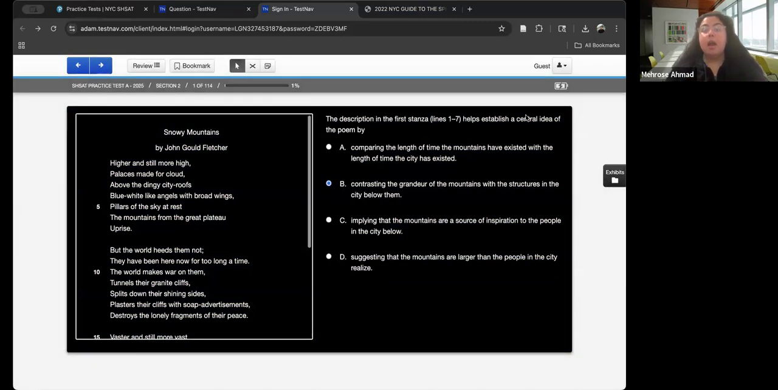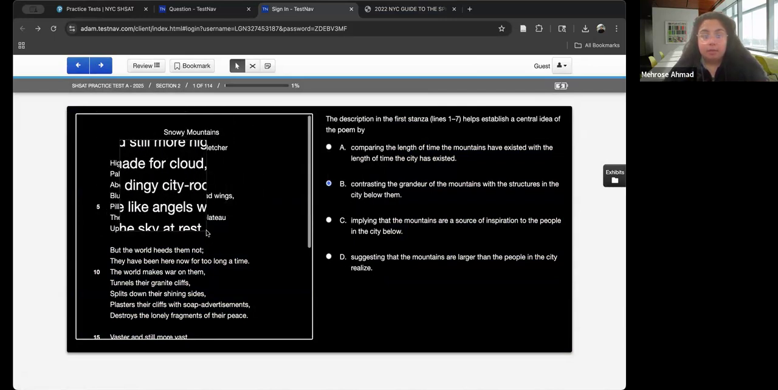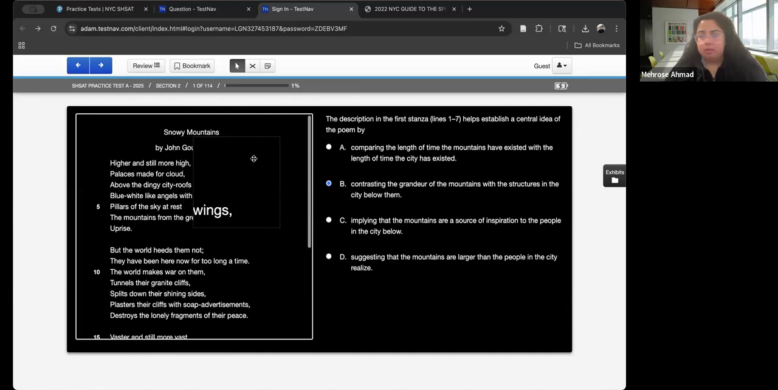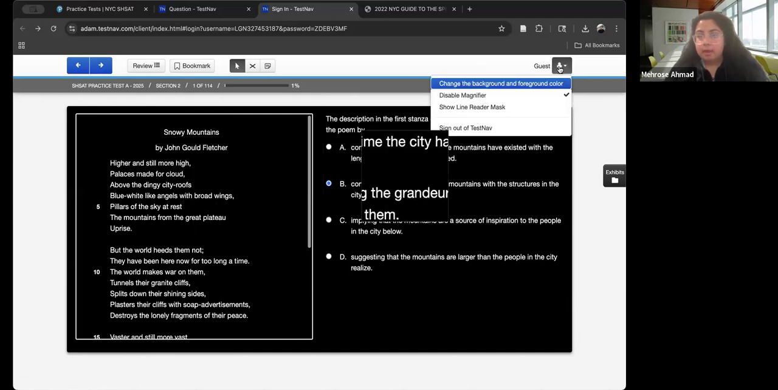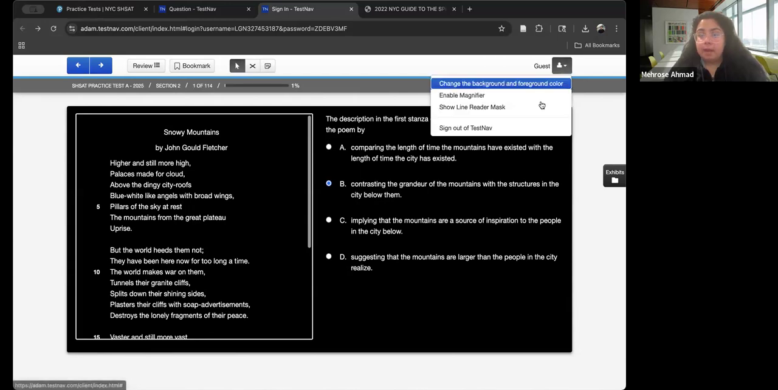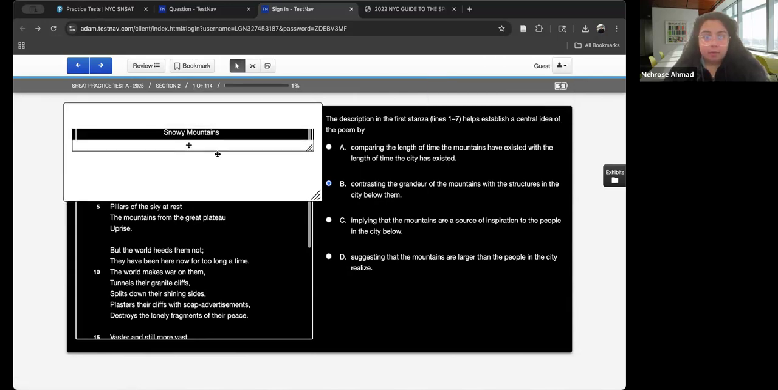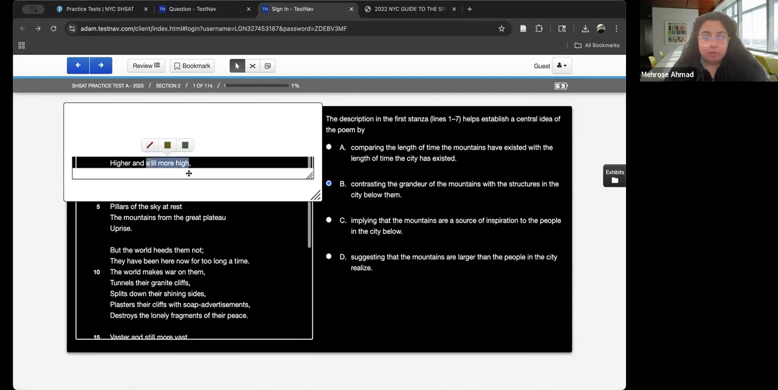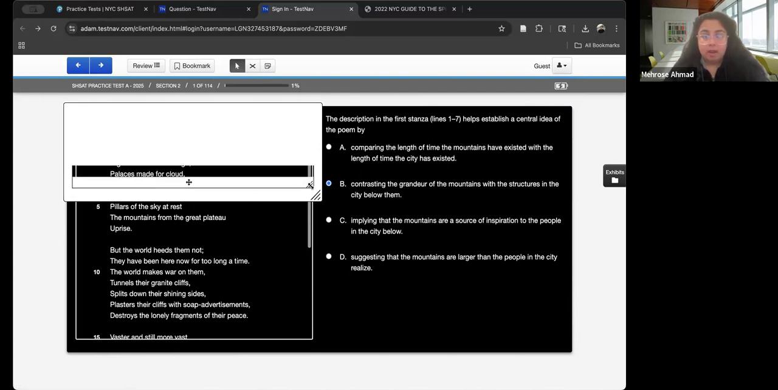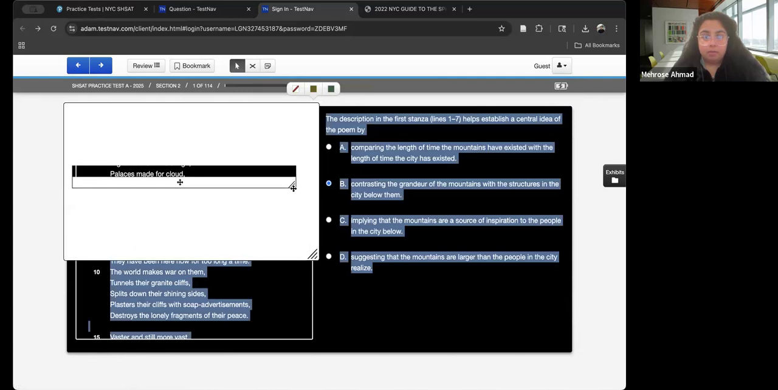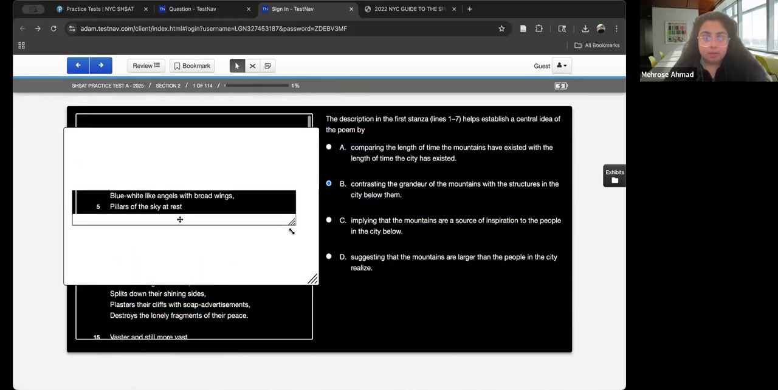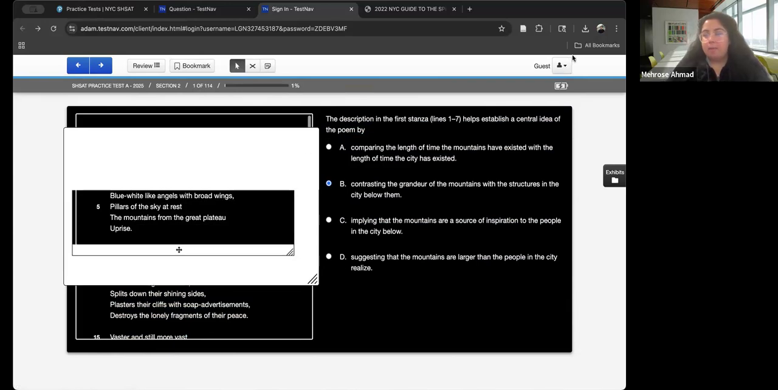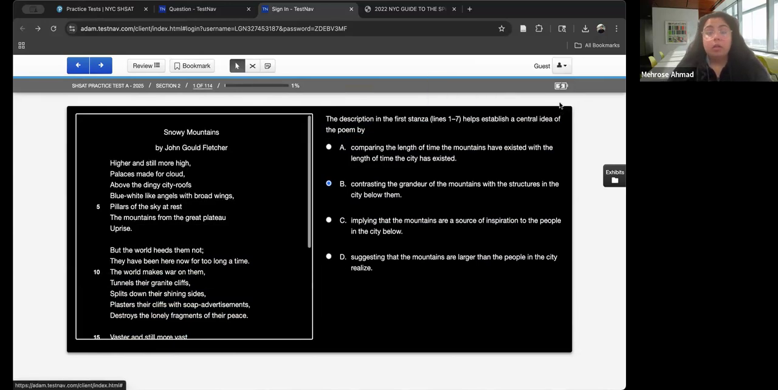You also see enable magnifier, right? So this is really magnifying the text. Honestly, I don't really see how helpful it is, but it is there for you and you can disable it. Now there's show line reader mask. This is if you want to go line by line to keep focus. You can also blur out more lines. You can increase it. Again, I personally don't really think this is that helpful, but I just wanted to show you all.